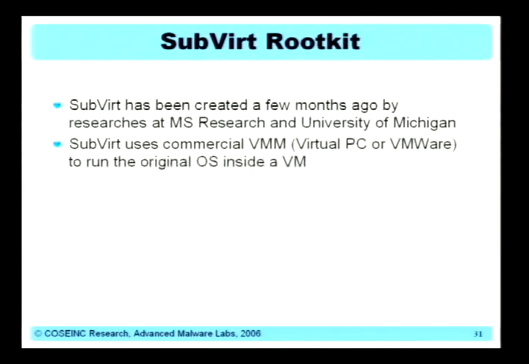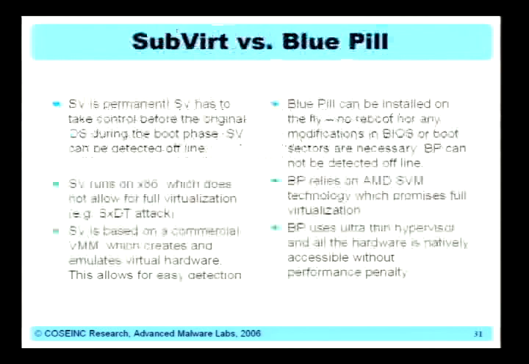Okay, the Subvert rootkit was released a few months ago by Microsoft Research and the University of Michigan. It uses a commercial VMM, either Virtual PC or VMware, to run the original OS inside a VM. And it's necessary to compare those two creations. So Subvert is on the left and Bluepill is on the right. Subvert is permanent. It needs to be permanent because it must take control before the original operating system. Bluepill is not persistent. It works on the fly, so no modifications are necessary to disk sectors.